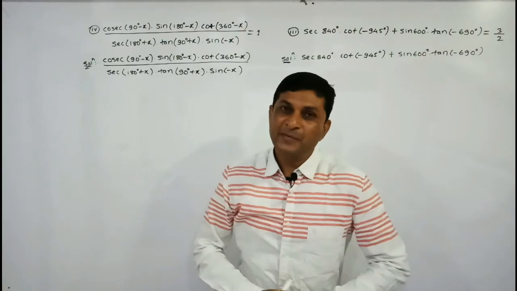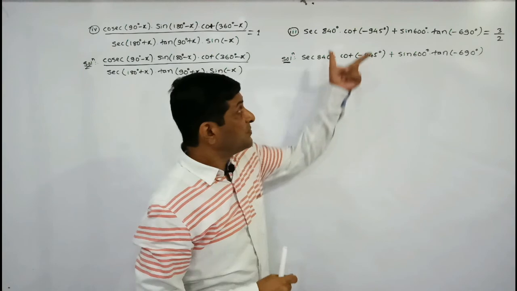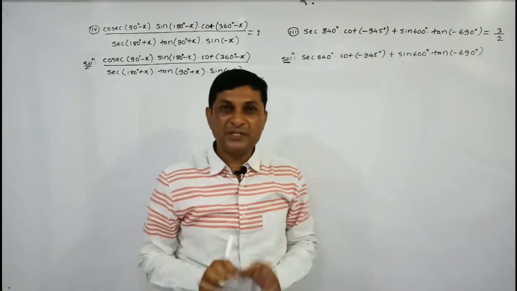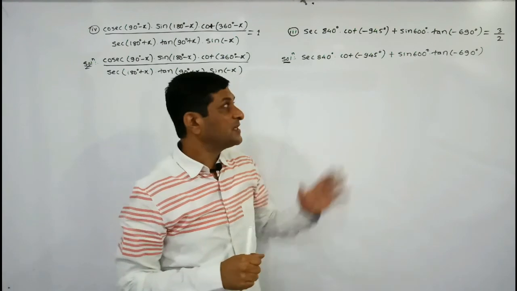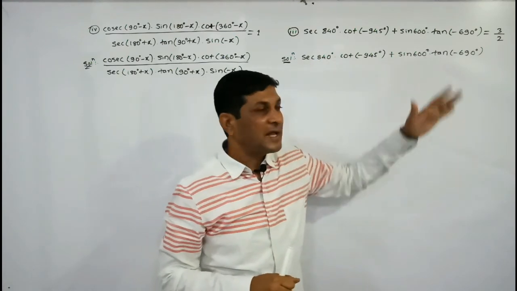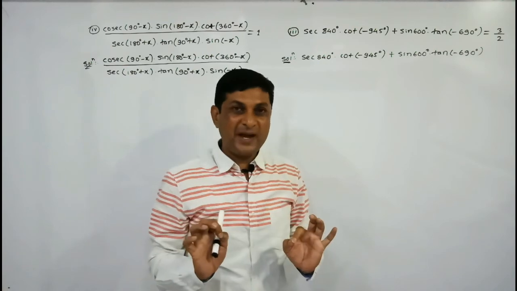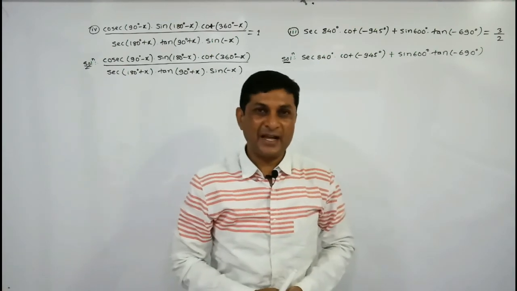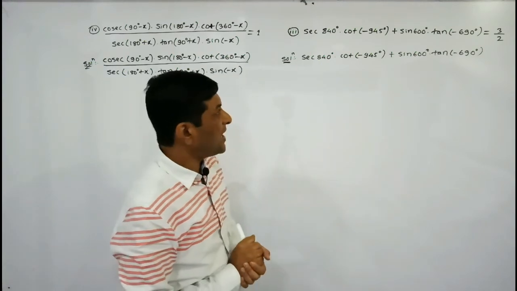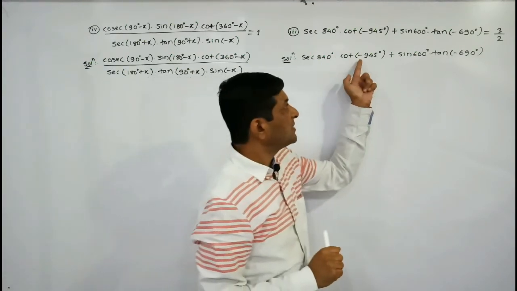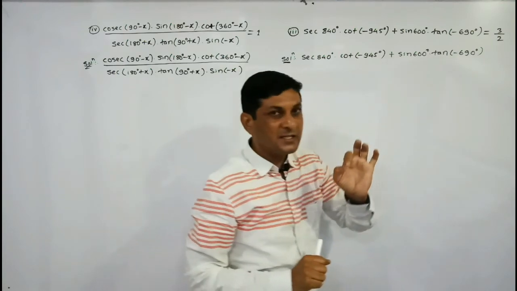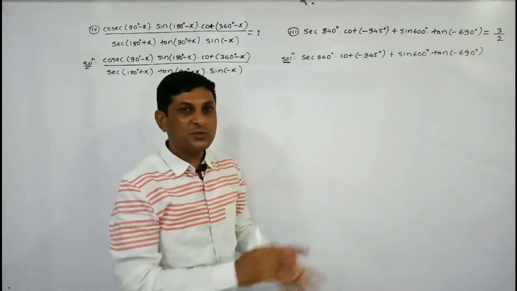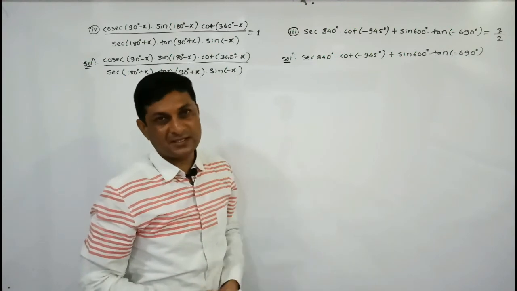Now see example number 3. In this example, we first consider the left hand side, and simplifying it we have to show that its value is equal to 3 by 2. If you observe here, all the angles are greater than what? 90 degrees. So we will simplify it, and we will try to convert it below 90 degrees using allied angle formulas. Before applying allied angle formulas, here we can observe that two angles are negative angles. So first we will apply the formulas of trigonometric ratios of negative angles, and in the next step we will apply allied angle formulas.